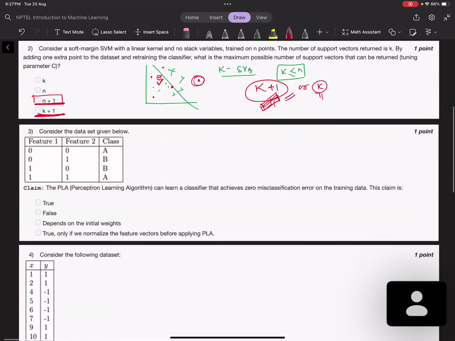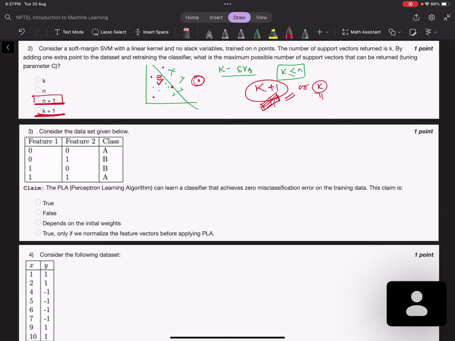Anyway, we'll go to the next question. Next question is, consider the dataset given below. Feature 1, feature 2: 0, 0; 0, 1; 1, 0; 1, 1. The classes are A, B, B, A.